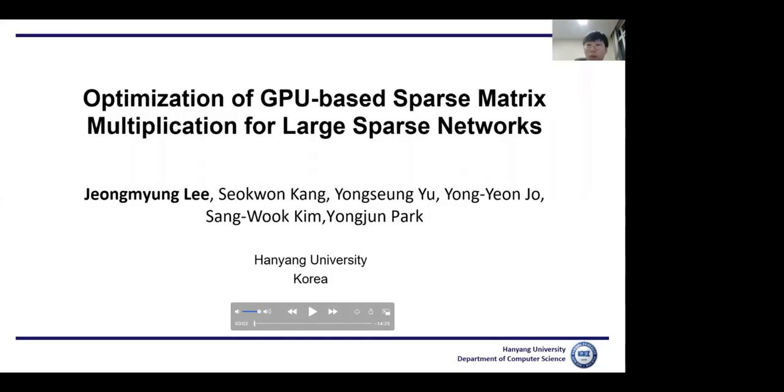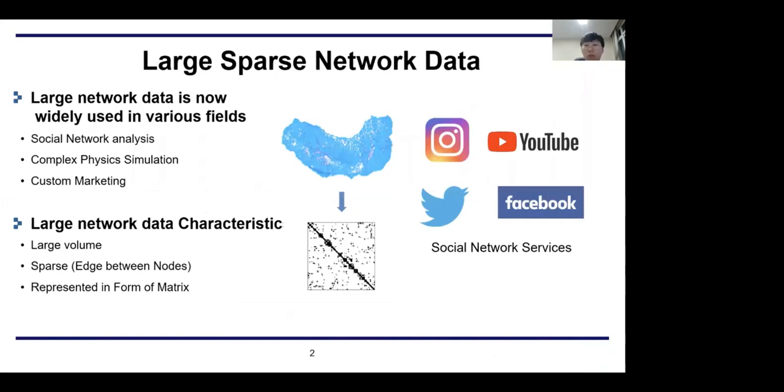Lee from Hanyang University. Today, I will present our optimization technique of sparse matrix multiplications on GPU. Recently, large-scale data are collected from various networks and used for different purposes, for example social network analysis, physics simulations, and customized marketing. General characteristics of these network data are that they are very large and sparse, and they are usually represented in the form of a matrix. Therefore, it is important to manage these matrices as well.